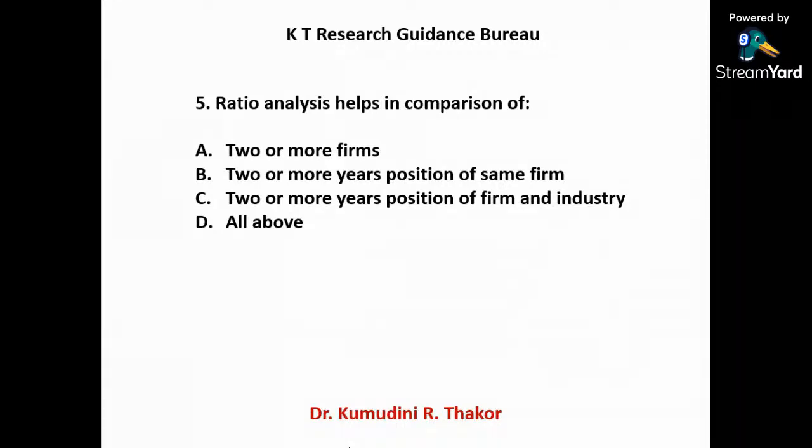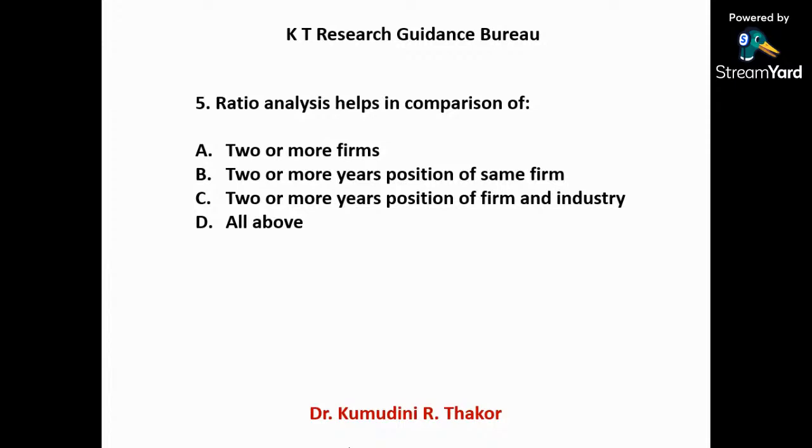Let's understand A, B, C, D. First, two or more firms means A and B. You can compare gross profit ratio of company A and company B. So it is very helpful for them. Second is two or more years position of same firm, means position of year 19, 20, 21 of a company. For that, it is helpful. Third option, two or more years position of firm and industry.